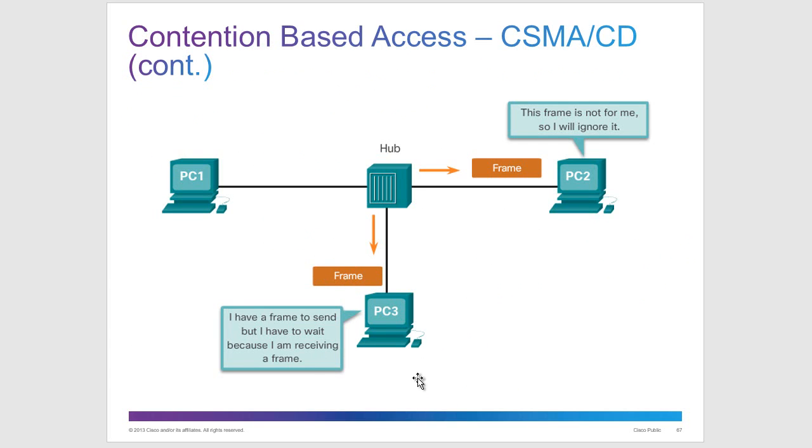And when you're using a hub, the data that you send gets spit out everywhere. A hub doesn't make a decision on where the frame goes. It just broadcasts every frame. So if you receive a frame that's not for you, you will ignore it. If you have a frame to send, you will wait if you're receiving, because that's what you do with collision detection. You're not going to be able to send unless that line is free. Okay.